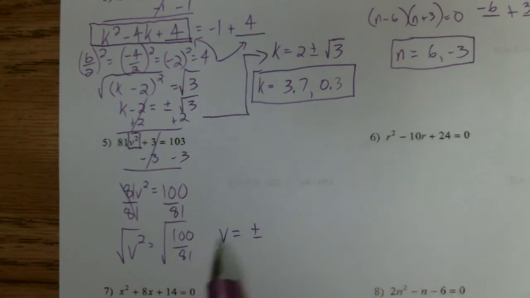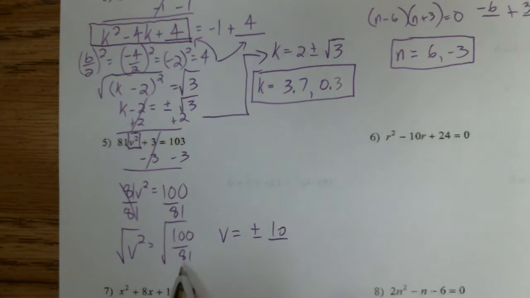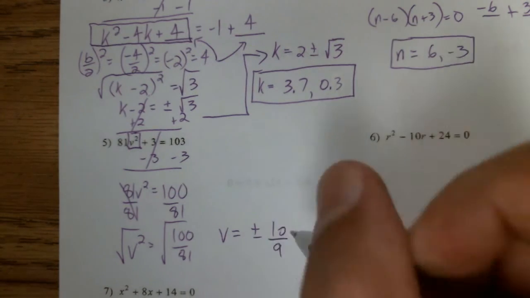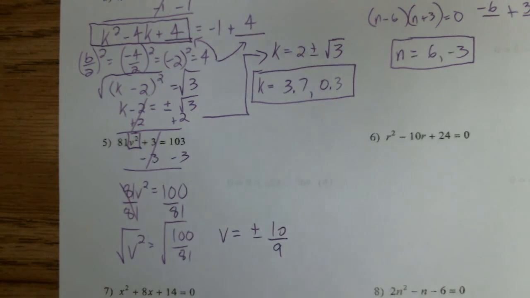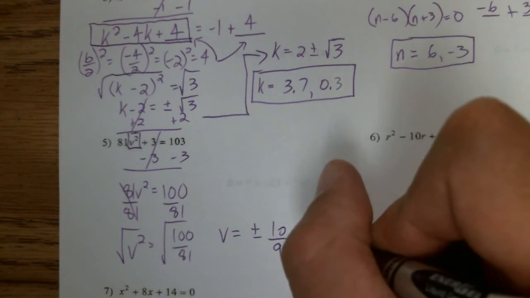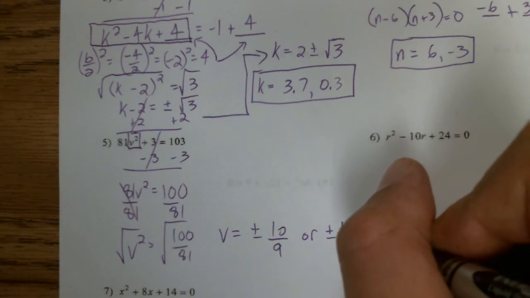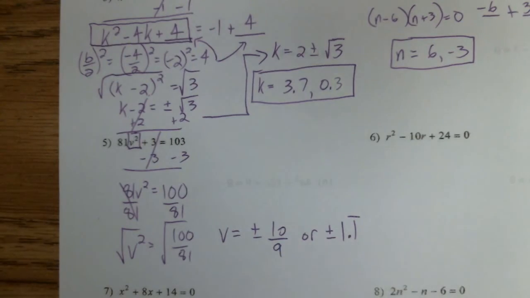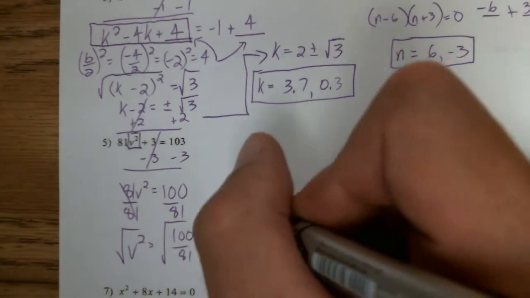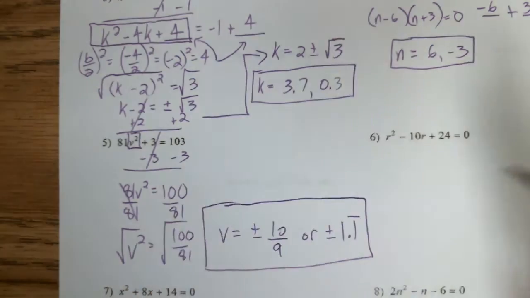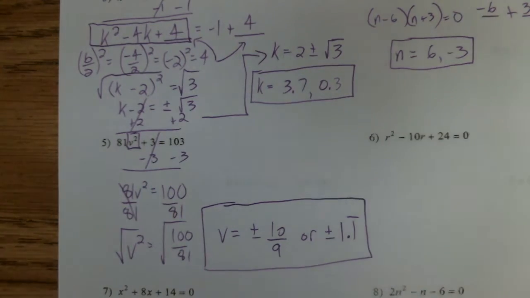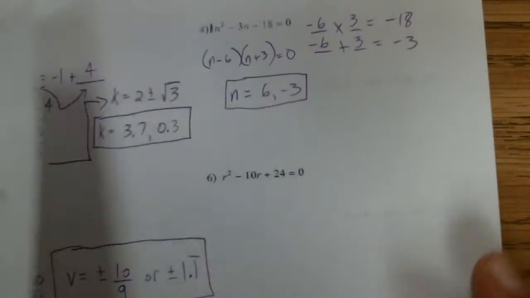Now, if you want to keep this as a fraction, you can. The square root of 100 is 10 over the square root of 81 is 9, so you could just leave it as plus or minus 10 ninths, leave it as a fraction. If you want to convert that to a decimal, you could leave it as plus or minus 1.1 bar, 1.1 repeating. Either of those would be correct. I would accept either of those on a test or quiz. That's the square root method when there's no middle term.